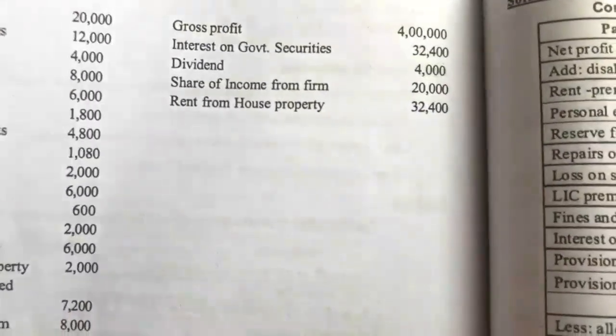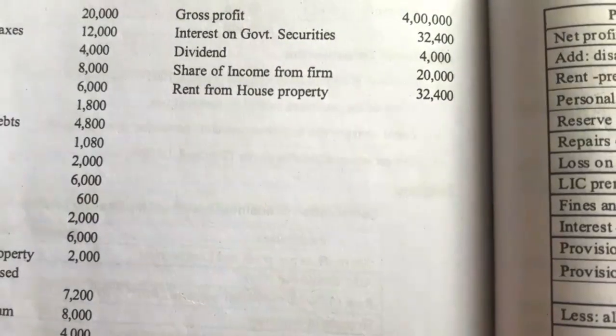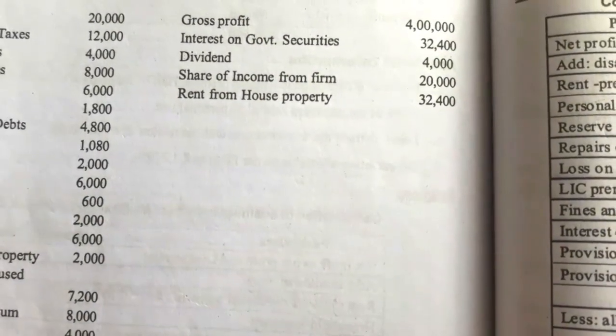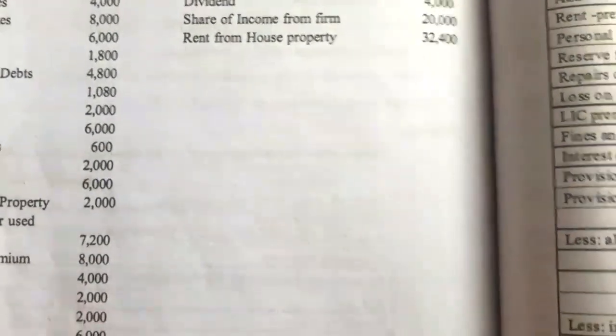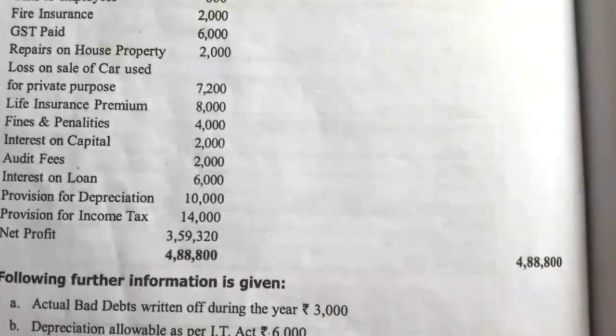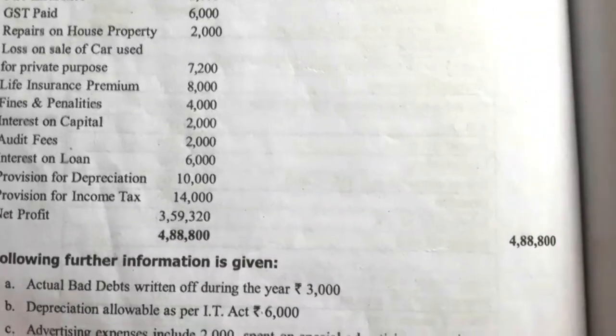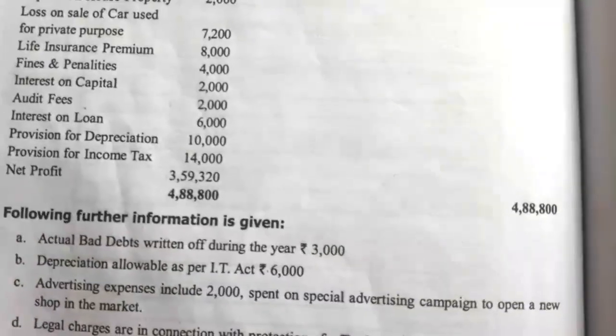And the gross profit 4 lakh, interest on government securities rupees 32,400, dividend rupees 4,000, share of income from firm rupees 20,000, rent from house property 32,400, and the net profit was 3,59,320. And the additional information is given.